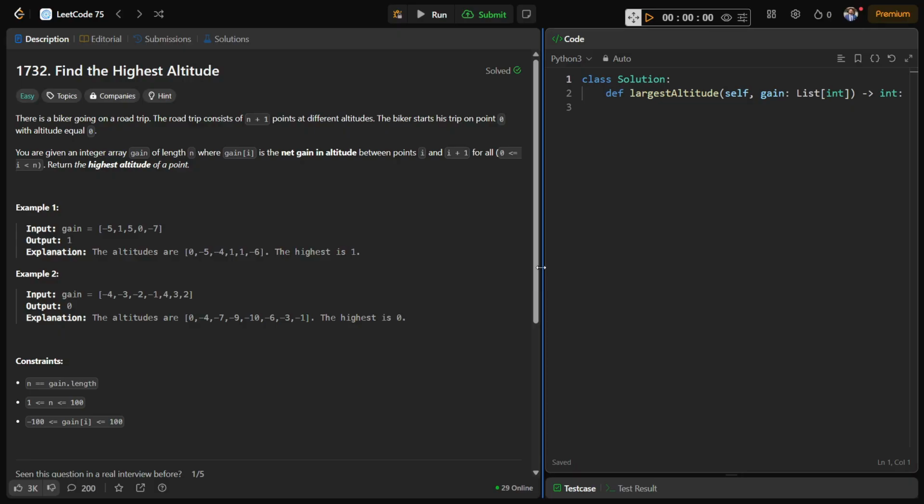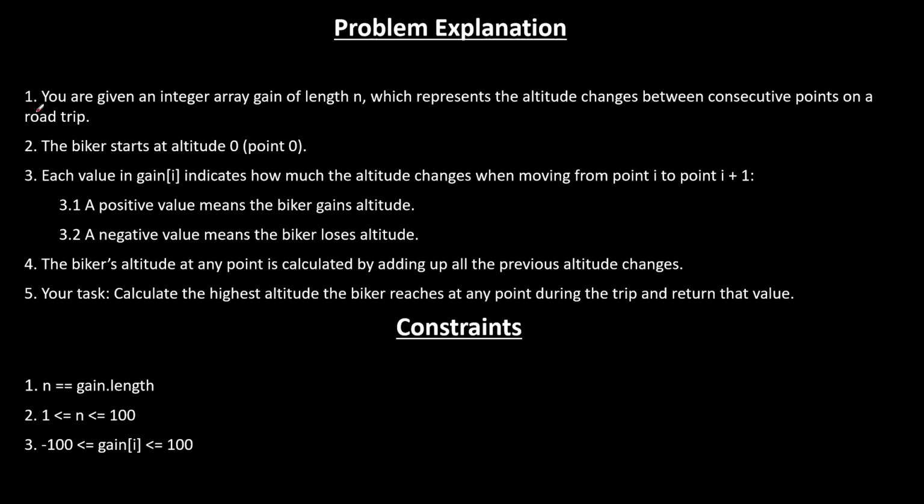Question 1732. Find the highest altitude. The level of the problem is easy. I will request you to read the question beforehand as I will deep dive into the PPT and explain it in a simpler way. Now let's understand the problem.